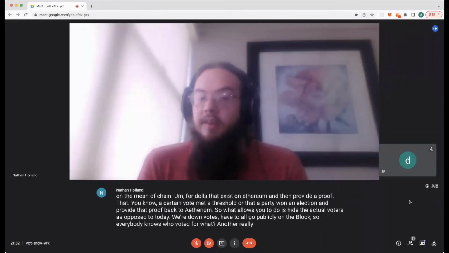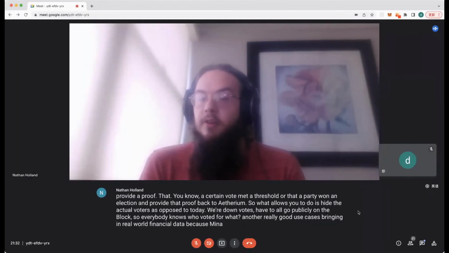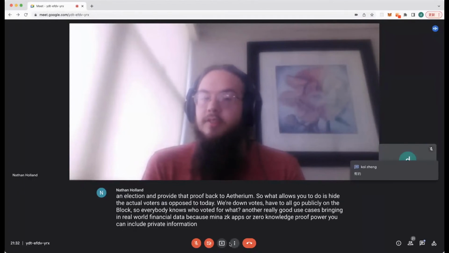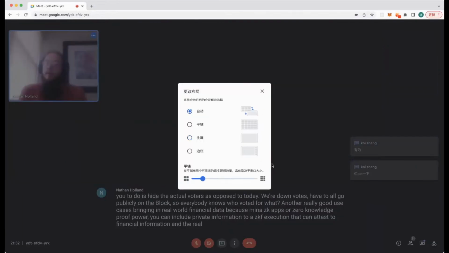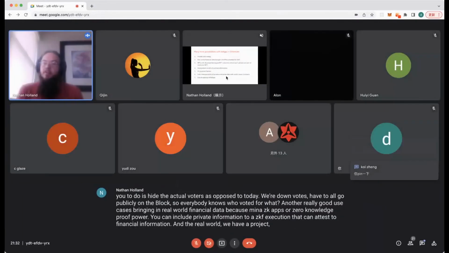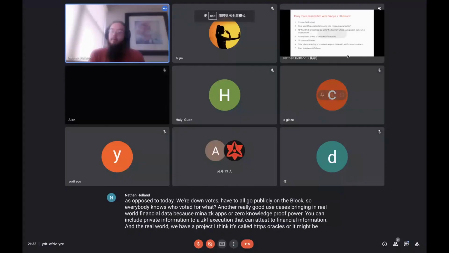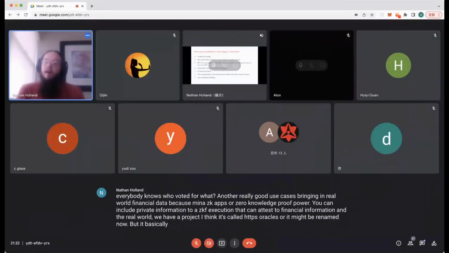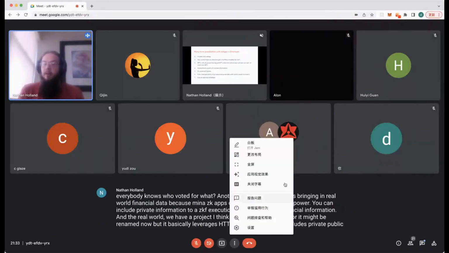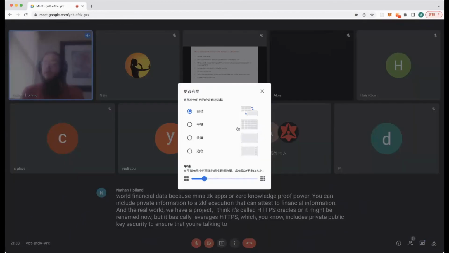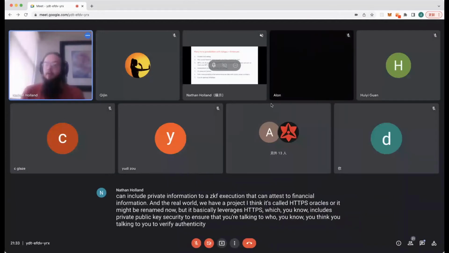Another really good use case is bringing in real-world financial data. Because Mina's ZK apps are zero-knowledge proof powered, you can include private information to a ZK app execution that can attest to financial information in the real world. We have a project, I think it's called HTTPS Oracles, or it might be renamed now, but it basically leverages HTTPS, which includes private public key security, to ensure that you're talking to who you think you're talking to and verify authenticity of information that you receive over a web request.